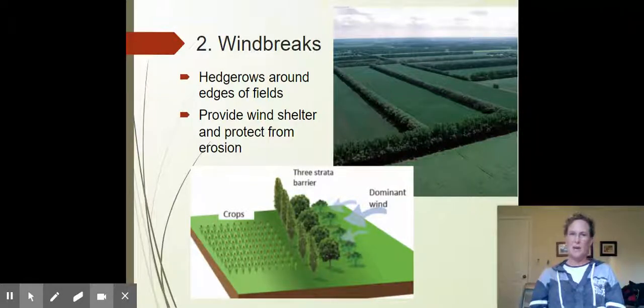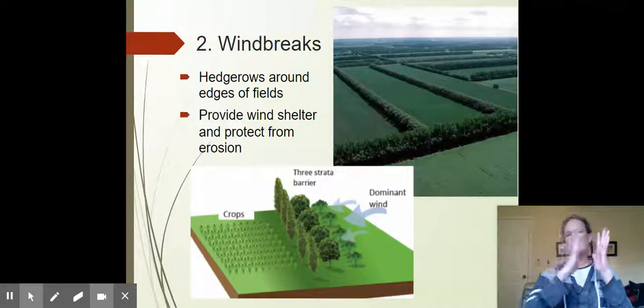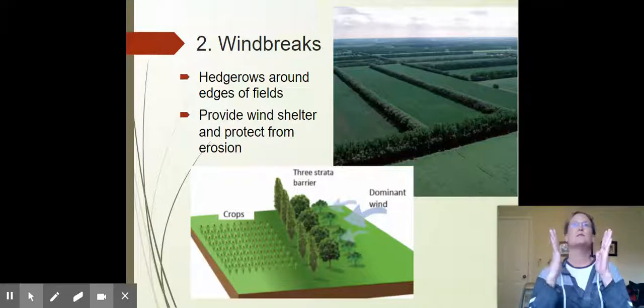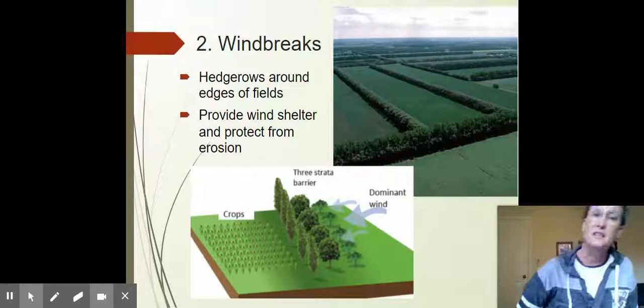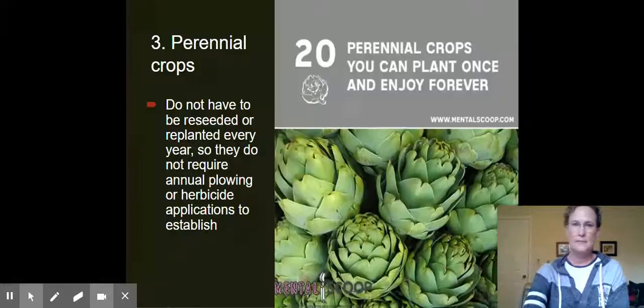The next one is windbreaks. Windbreaks are hedgerows around the outside of fields, and they protect from wind. It's just a physical barrier. If you make these windbreaks, it'll slow down the erosion and protect the crops.